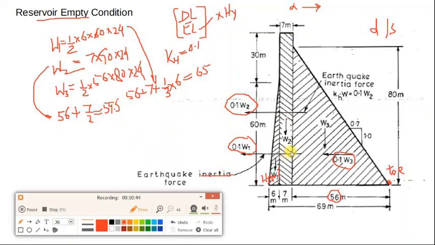And the lever arm of this one, the distance of the centroid from the toe, will be 2/3 of 56. So this is how we calculate the dead load and the earthquake inertia force in case of reservoir empty condition.